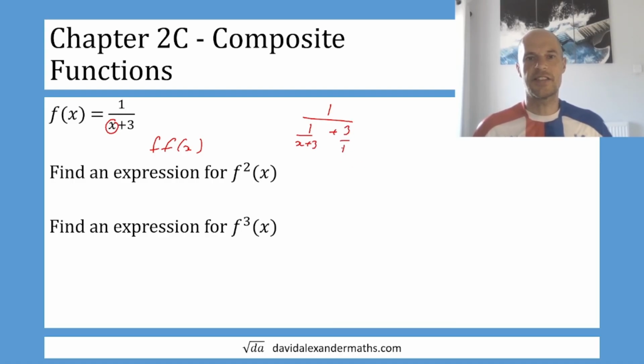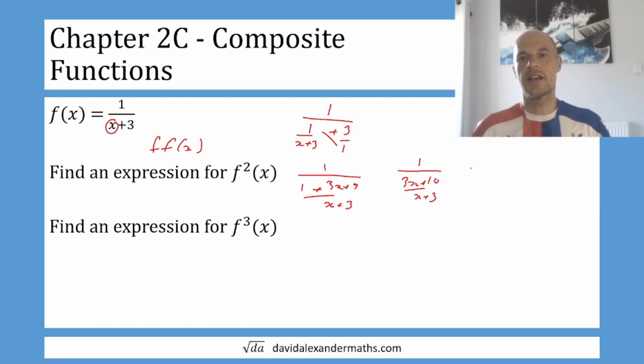Okay, so let's tidy this up a little bit. On the top we're going to have 1, and on the bottom 1 plus 3 lots of (x plus 3). So that's (3x plus 9) over (x plus 3), and that is 1 over ((3x plus 10) over (x plus 3)), and that can be written as (x plus 3) over (3x plus 10).